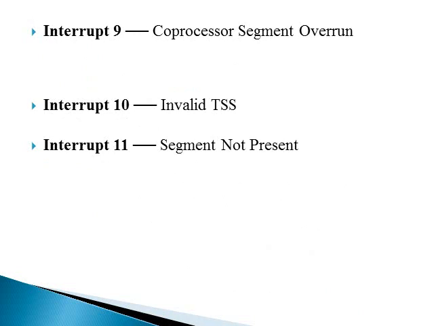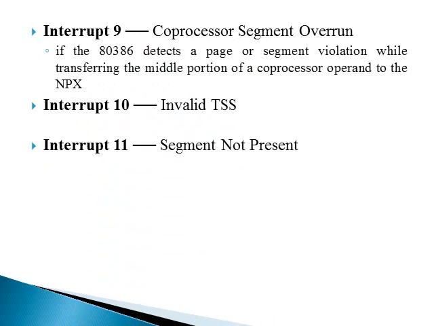Interrupt 9, which is the coprocessor segment overrun exception. This exception is raised in protected mode of the processor when the processor detects a page or segment violation while transferring data to a coprocessor operand to the numeric coprocessor.